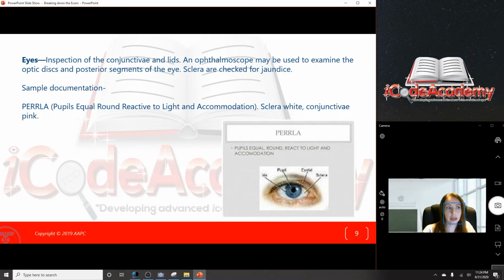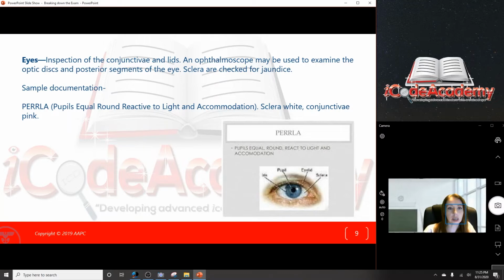Let's talk about our eyes next, the window to our soul. All right, so eyes. This is going to be a visual inspection of the conjunctiva as well as the eyelids. Providers are typically using an ophthalmoscope, which is the little handheld with the light where they can look in the eyes as well as your ears. They may be looking at the optic disc as well as the posterior segments within your eye, or checking for any yellowing or jaundice.